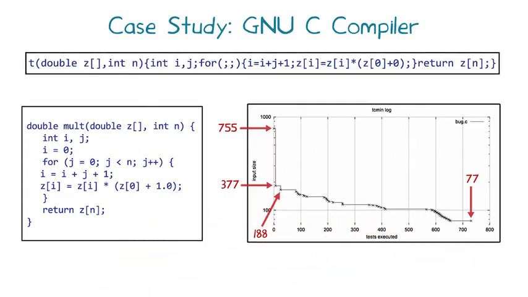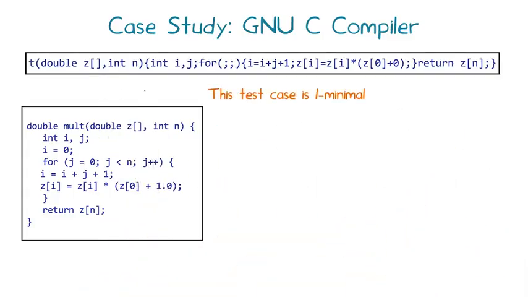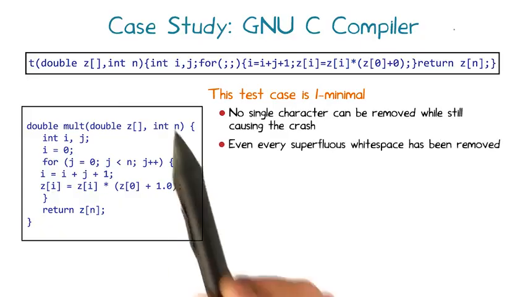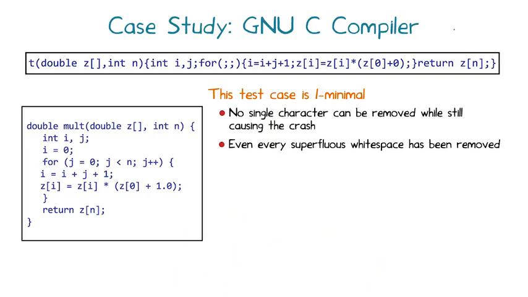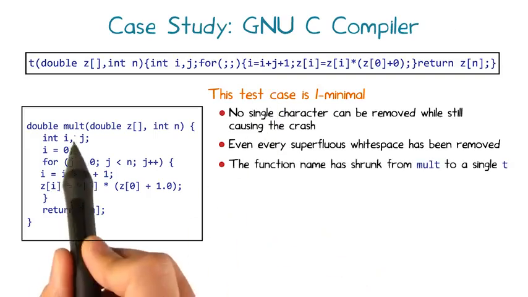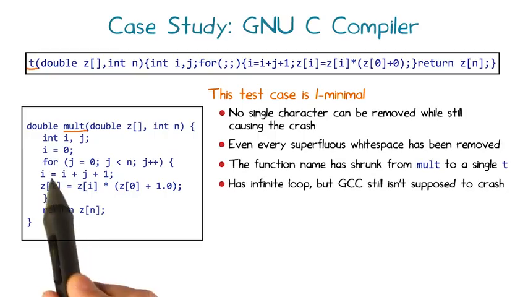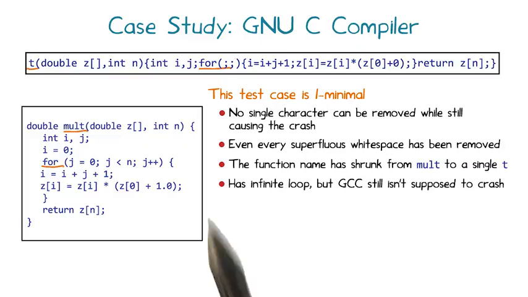This test case contains only 77 characters. This test case is one minimal because no single character can be removed while still causing GCC to crash. Notice how every superfluous white space has been removed. Even the function name has shrunk from mult to a single letter T, and the original loop has been converted into an infinite loop. But GCC still isn't supposed to crash. As GCC users, we can now file this one-line program as a minimal bug report.